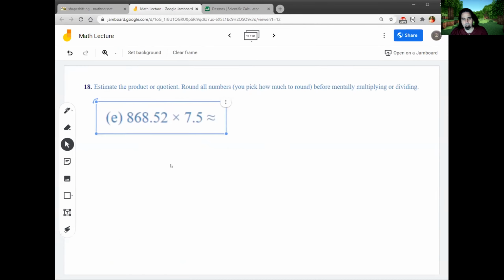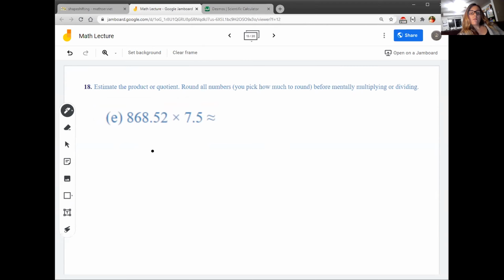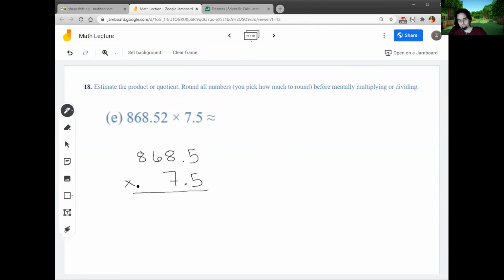I can't do that one in my head. What should I round it to? This. Should we round the tens? The tenths, we could. Hundreds. This one doesn't have hundreds. So I could do 868.5 times 7.5. Yeah. That still looks like a lot of work.